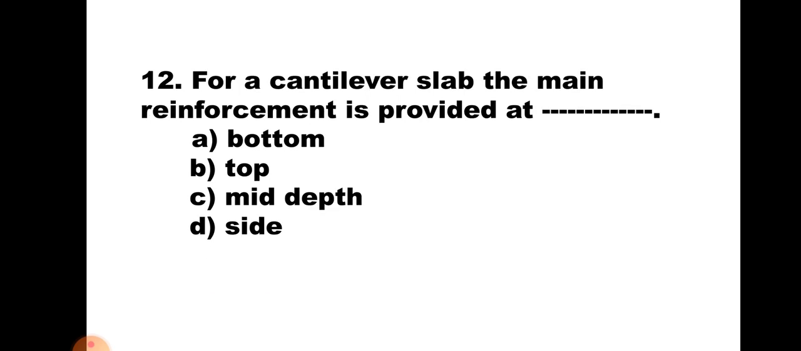For a cantilever slab, the main reinforcement is provided at A, bottom, B, top, C, mid depth, and D, side. Now for a cantilever, if all the loads are acting downward, it will bend in hogging fashion. Hence, the tension will be developed at the top, and we are providing the reinforcement to resist the tension. Hence, for a cantilever, the main reinforcement is provided at the top. Hence, the correct answer is B, top.